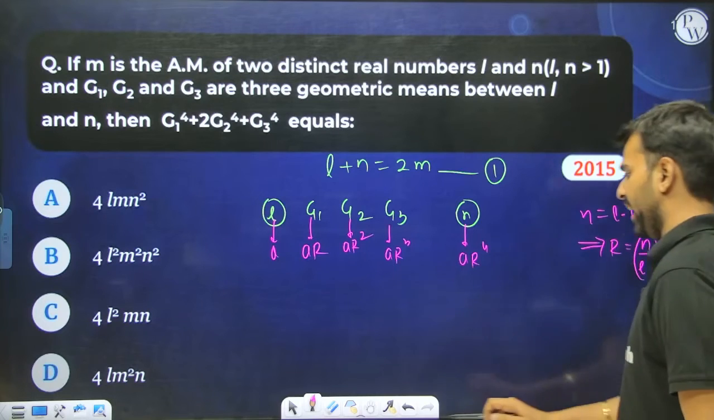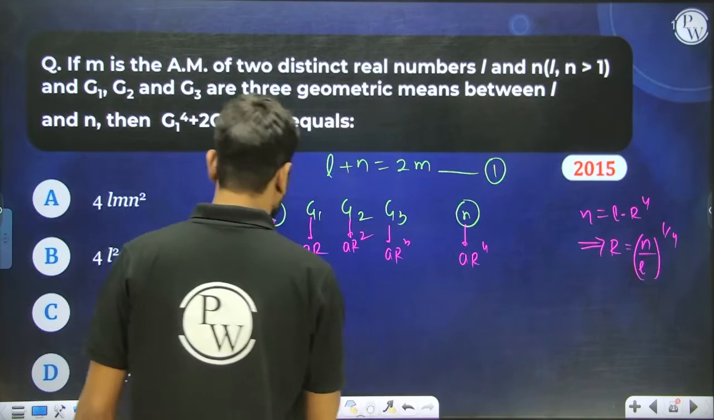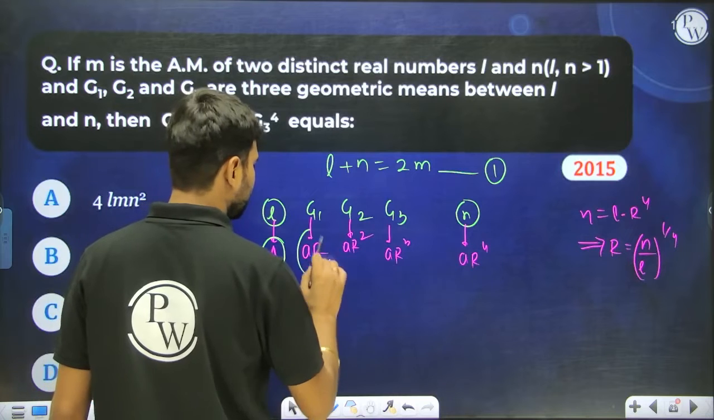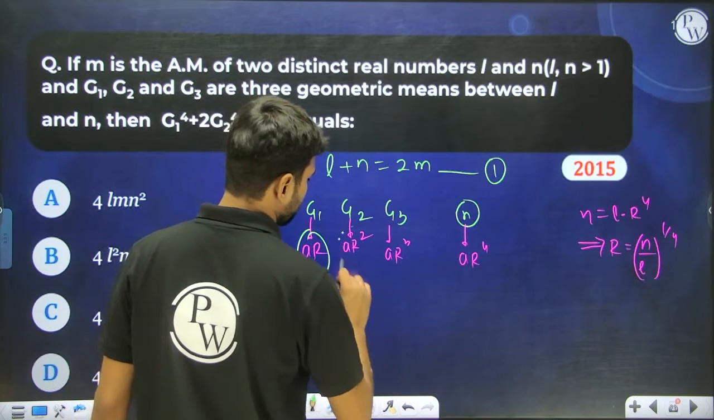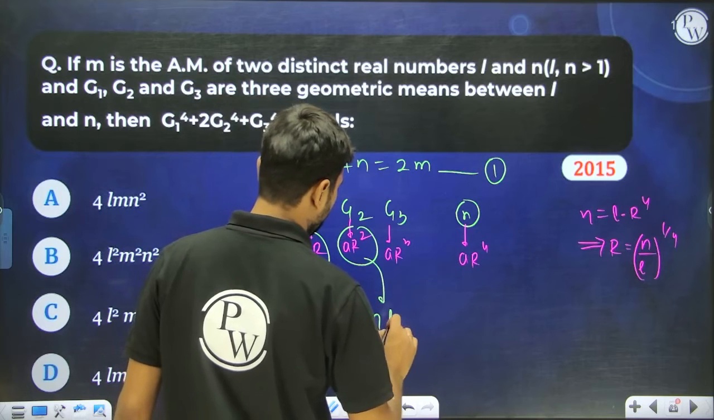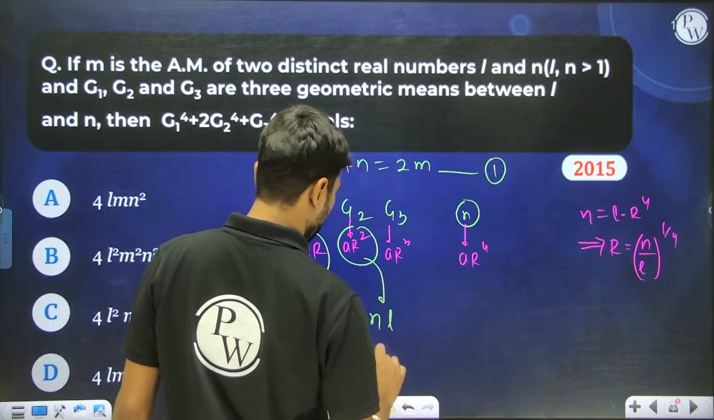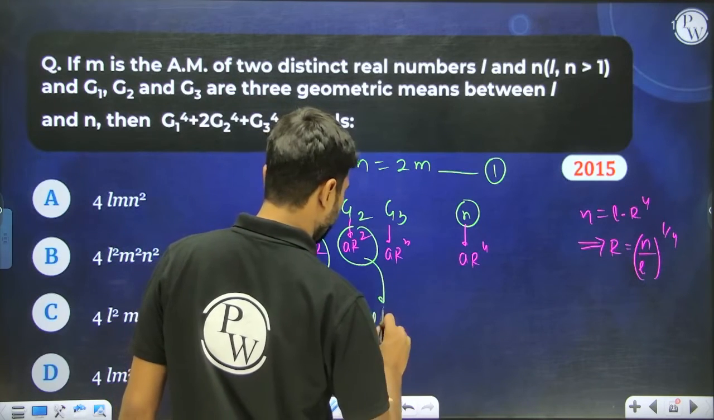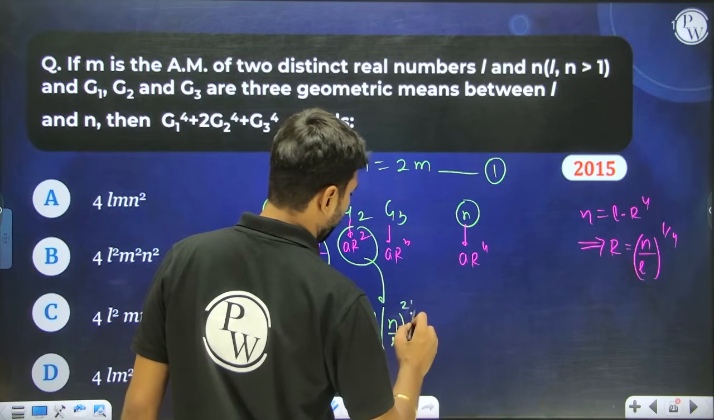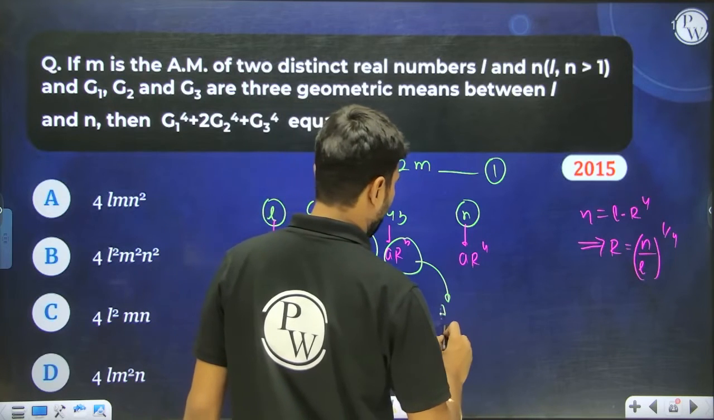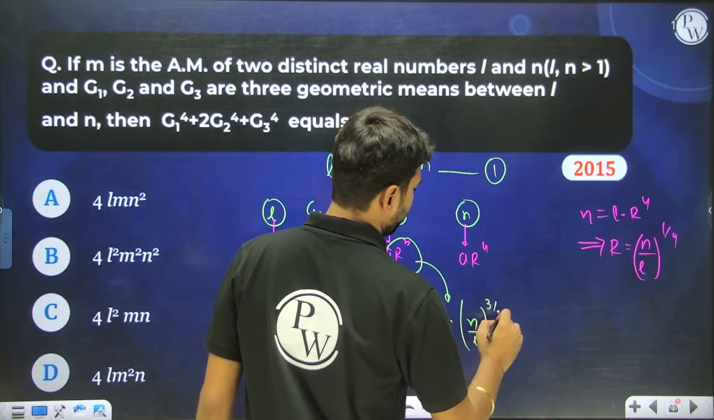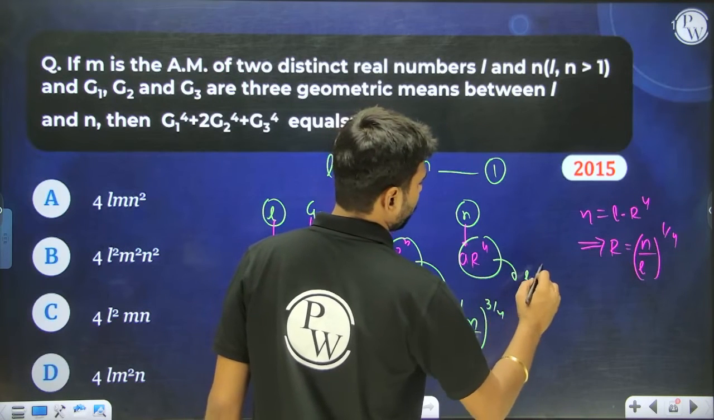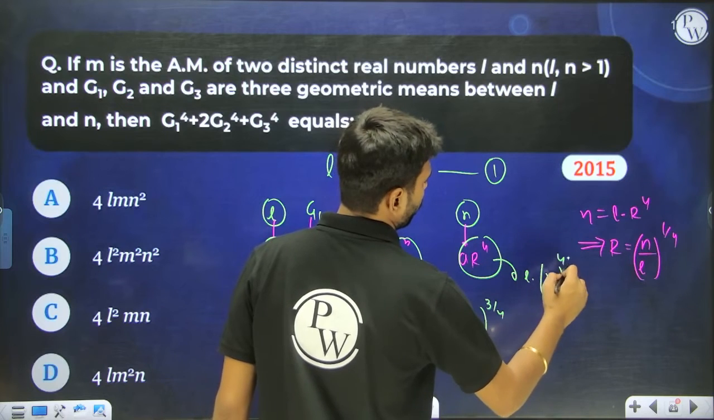Yes or no? And if you want to write down the terms now, this is nothing but our L, this is L into (n by L) to the power 1 by 4, this is L into (n by L) to the power 2 by 4, this is L into (n by L) to the power 3 by 4, and this is L into (n by L) to the power 4 by 4.